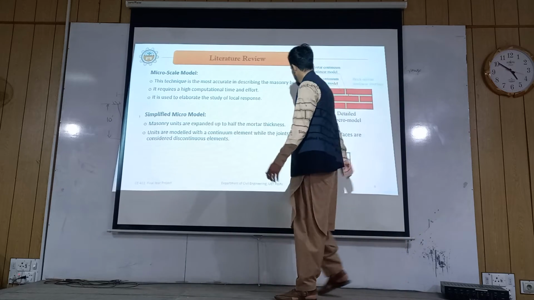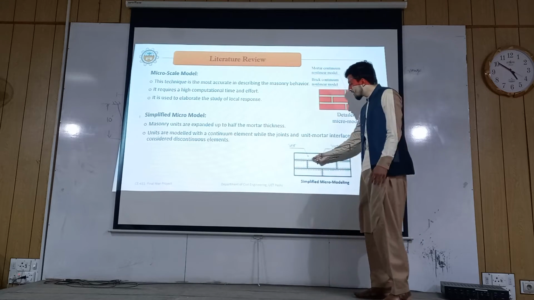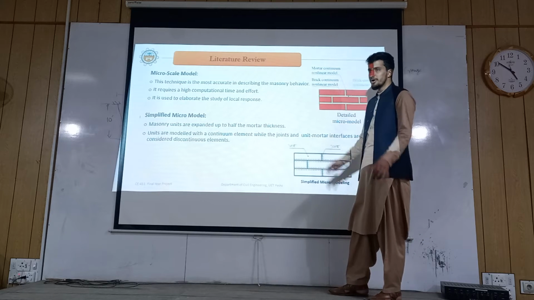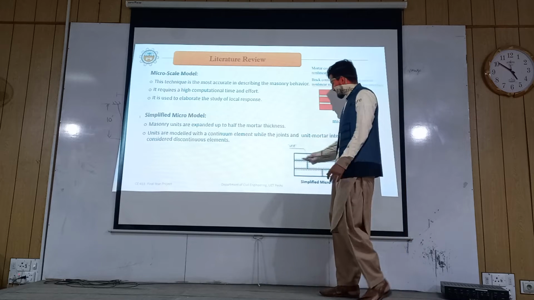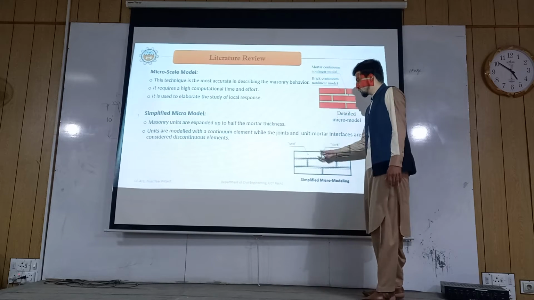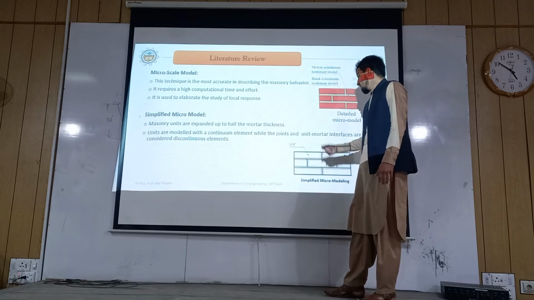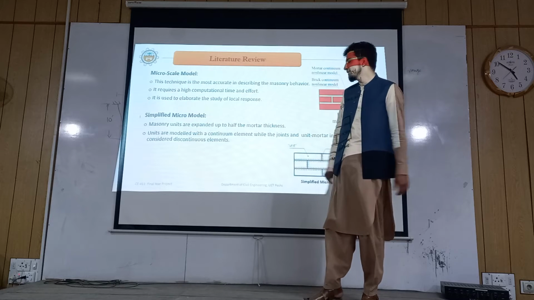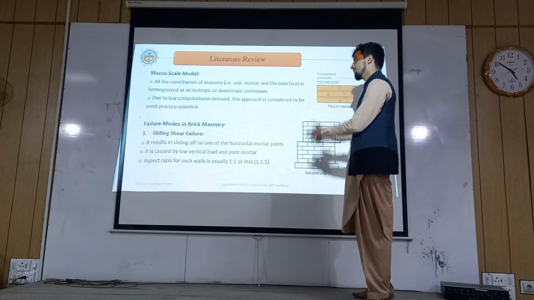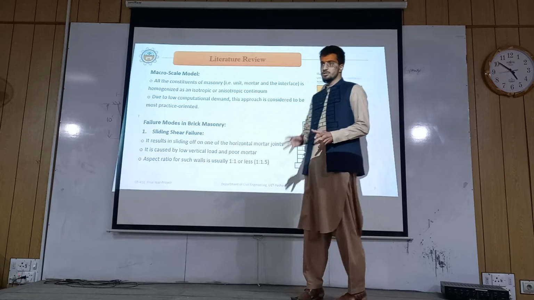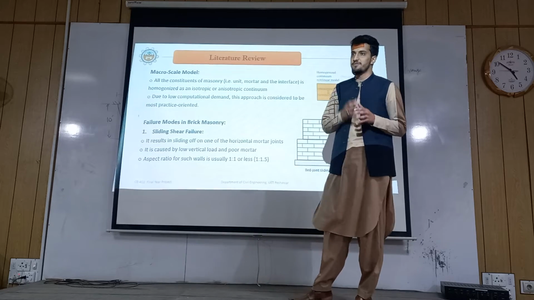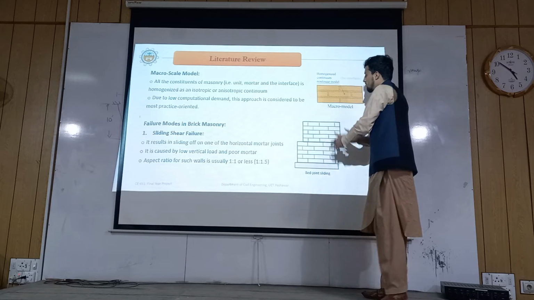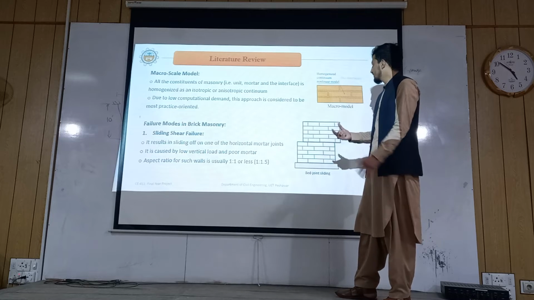In the simplified micro model, we exclude the mortar and increase the length of the brick unit by half on both sides, so the mortar layer is diminished and the interface layer is selected. The brick unit is selected as continuum linear material and the interface is a non-linear material. Finally comes the macro scale model, which is the most common in use because its computational effort is low and its analysis is pretty fast. In this model, we take the whole model as a simple one unit and continuum.